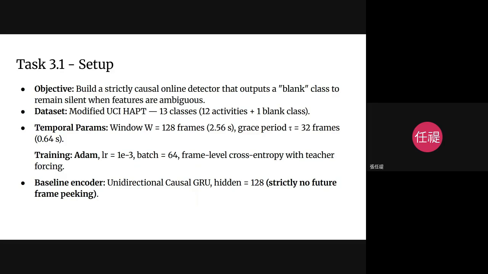Meaning the model is forced to output blank for the first 0.64 seconds. For the architecture, we use a unidirectional GRU. It's crucial that we strip away any bidirectional layers to ensure the model strictly respects causality. Okay, next page. Very good.